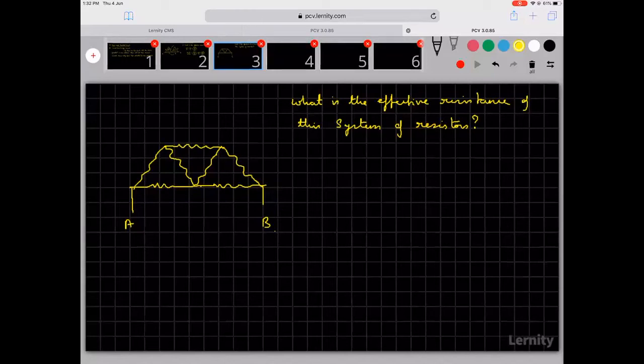Okay, so how do you go ahead with it? First understand that this cannot be done by series parallel. If you come here, because of this you can't do anything, because of this you can't do anything. So this is not series parallel. Nor is this a Wheatstone bridge, because in a Wheatstone bridge the output is taken here and here, but here there is a wire going here, so this is not a Wheatstone bridge also.